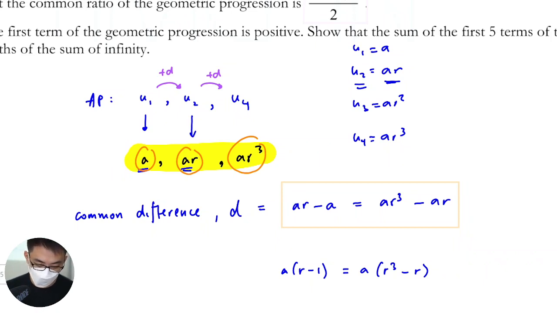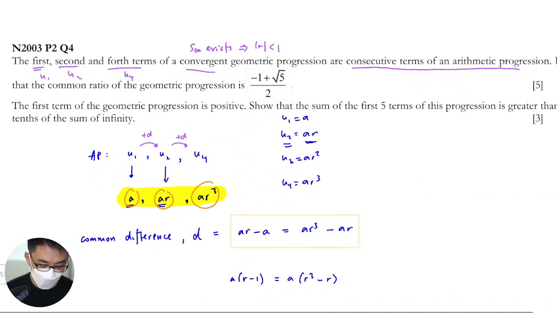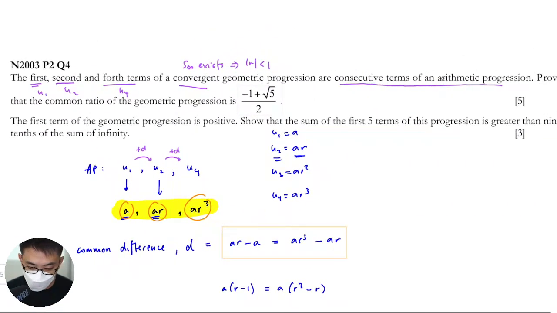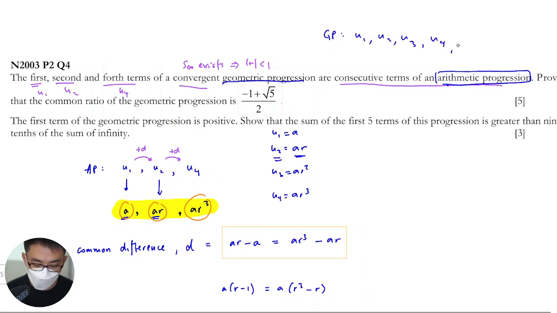So U4 minus U2, because this is an AP here. You read the question: the first, second, and fourth terms of a geometric progression. So in this GP you have U1, U2, U3, U4, U5, and so on. What you are told is that if you take the first, the second, and the fourth, this will be an AP.